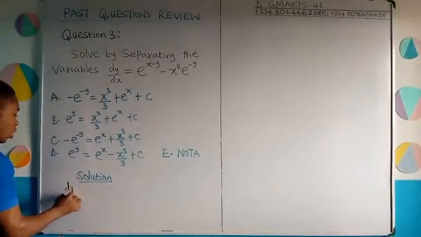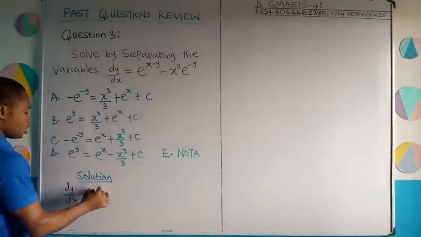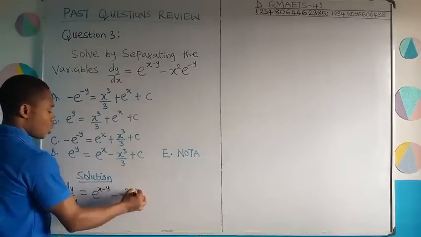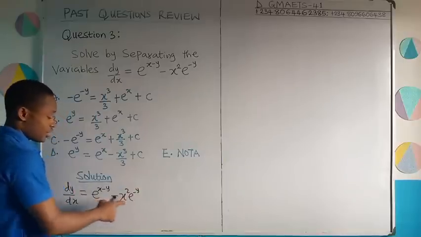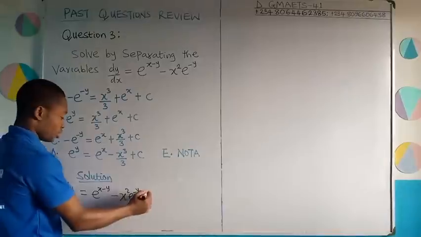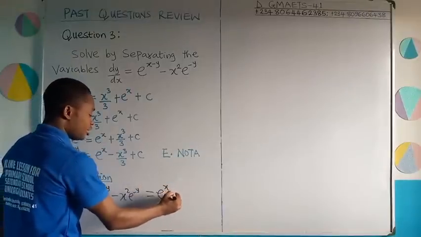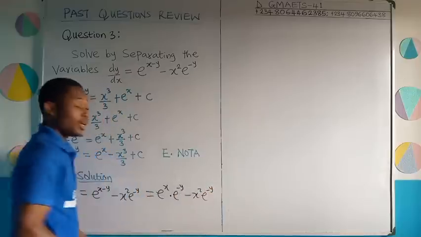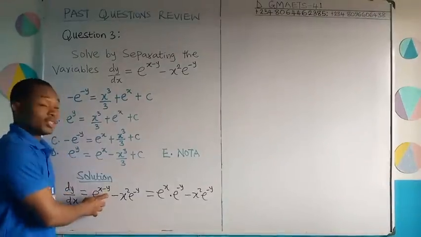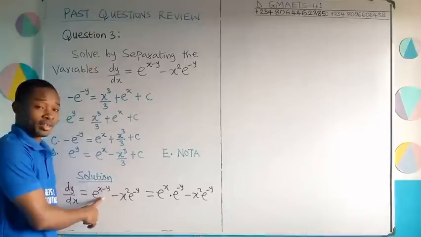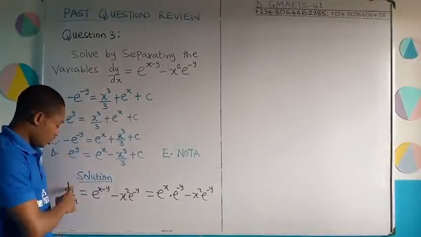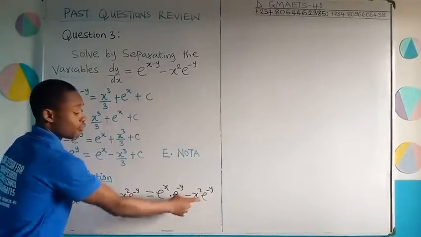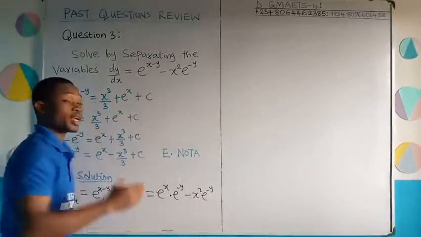Let's see. We're given dy dx to be equal to exponential x minus y, and then negative x squared exponential minus y. I can rewrite this right-hand side of the equation as exponential x times exponential negative y, and then minus x squared exponential minus y. You see, I've used the multiplication law of indices to deal with this part. So dy dx is simply equal to this term. And if you look at this, you notice that exponential negative y is common to the two terms here. So we can do factorization.